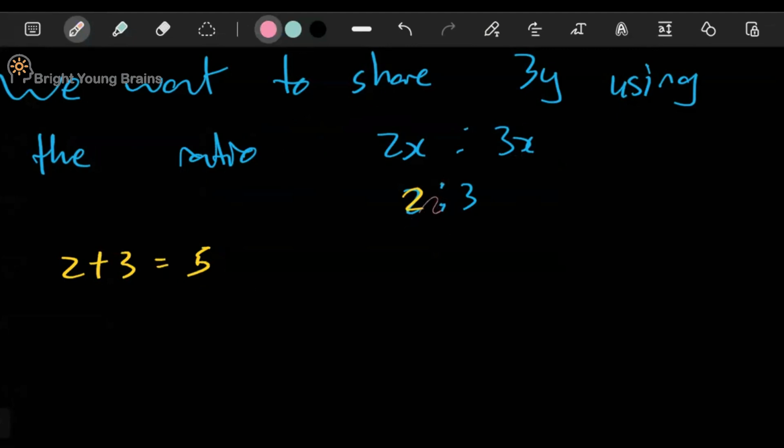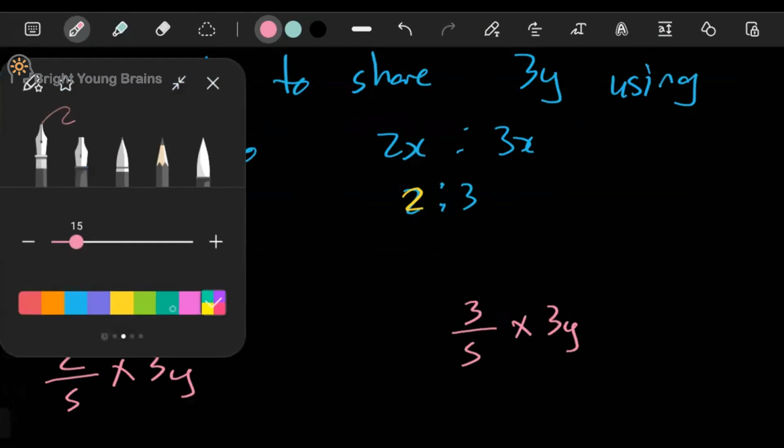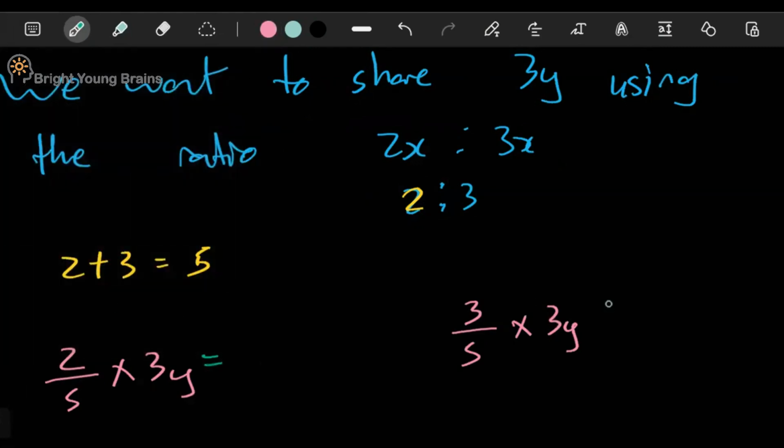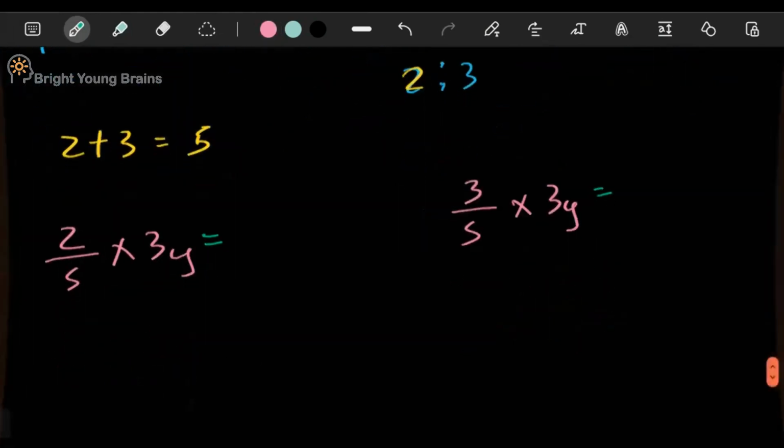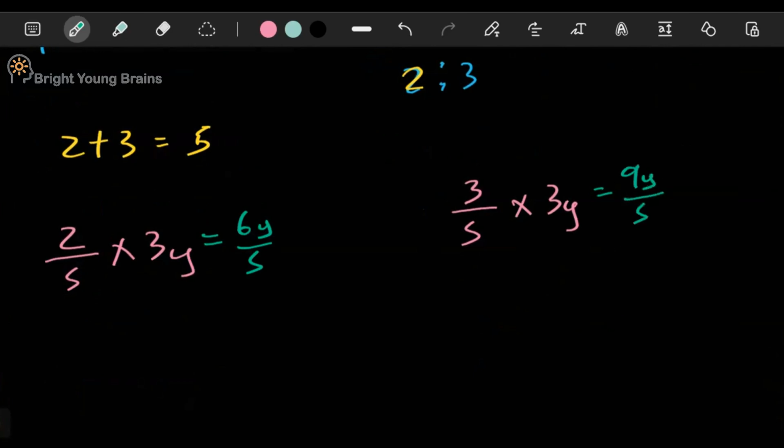The one for the 2 is going to get 2 pieces out of the 5 times 3y. And for the 3, it's going to get 3 pieces out of the 5 times 3y. Then we can just get the answers. In your calculator, it's going to be 6y over 5, and this one is going to give you 9y over 5.